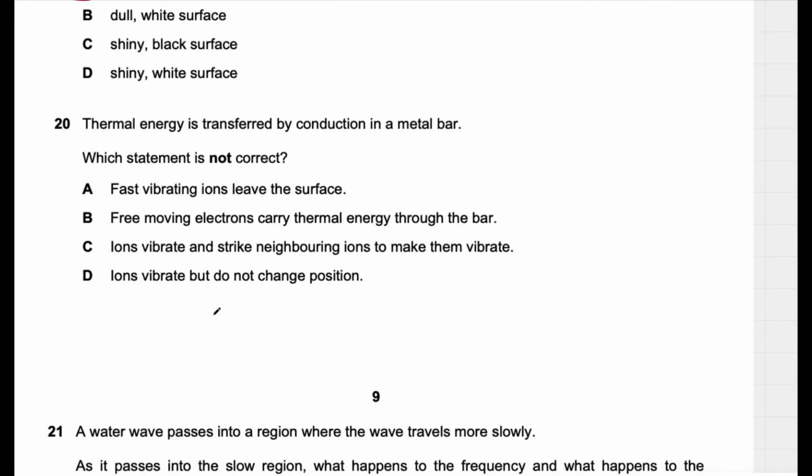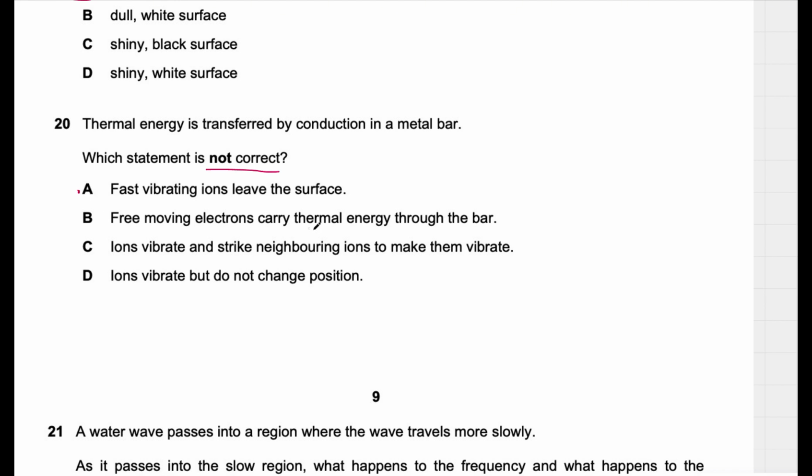So we go to question 20. The thermal energy is transferred by conduction in a metal bar. Which statement is not correct? Please note they did say which statement is not correct. Fast vibrating ions leave the surface. Ions don't leave, it's electrons that leave. This one is not correct. So it may be the answer, but let's see.